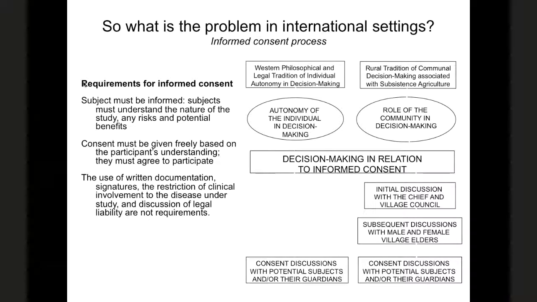What do you think the problem is with having signatures required for obtaining informed consent in a low-income country? They don't know how to write. Okay, literacy. That would be challenge number 1. Anybody else?